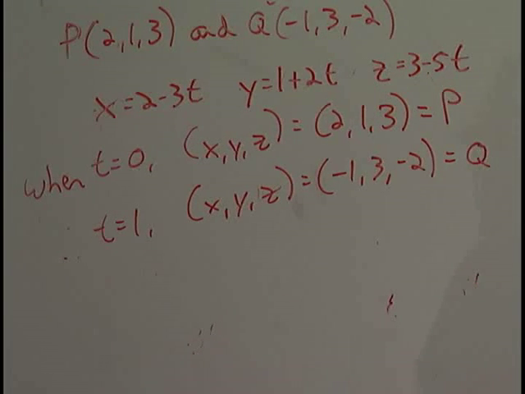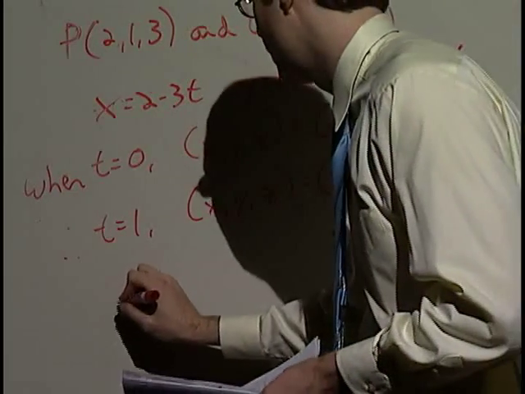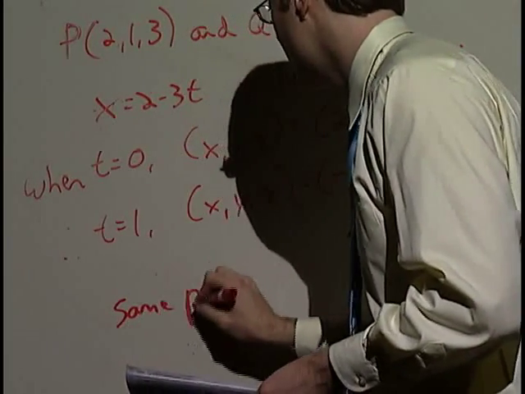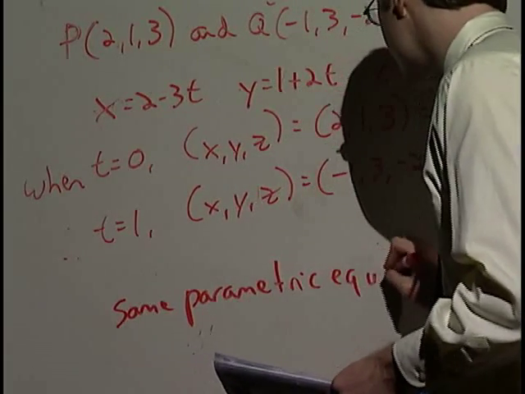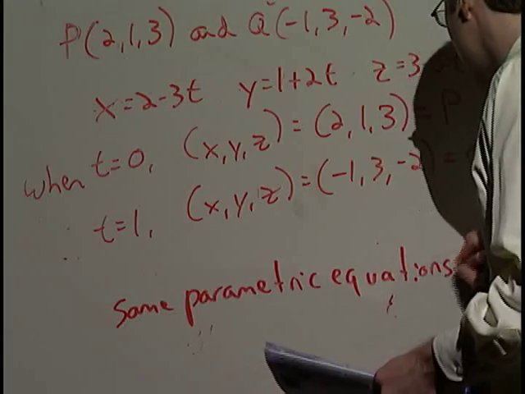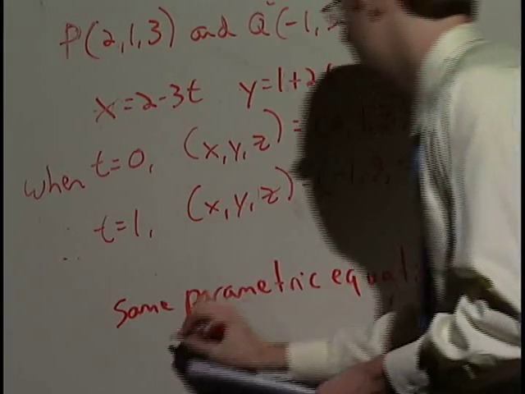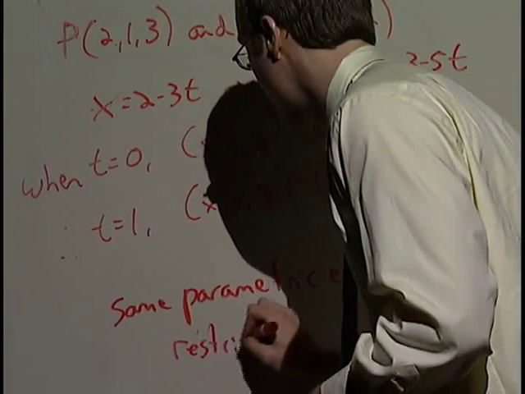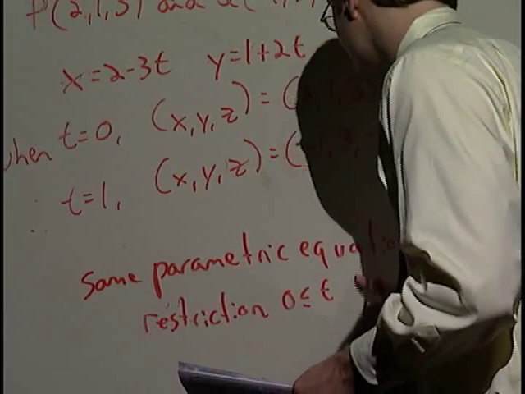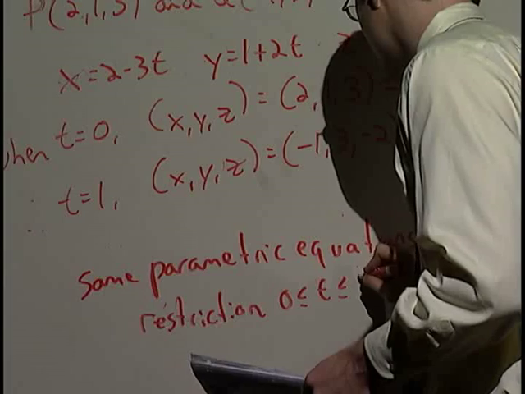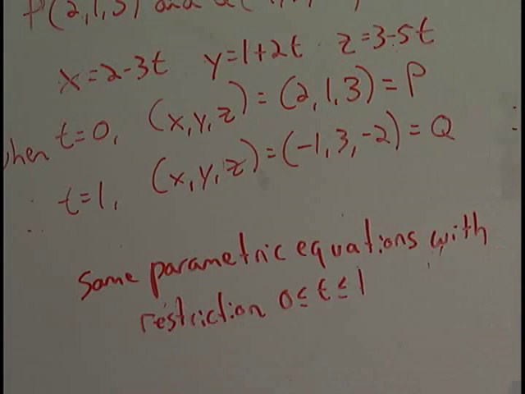And so our parameterization is just the same as before. So it's the same exact equation, so it's the same parametric equations with the restriction 0 is less than or equal to t is less than or equal to 1. And that will keep us stuck between those 2 points only on the line segment.